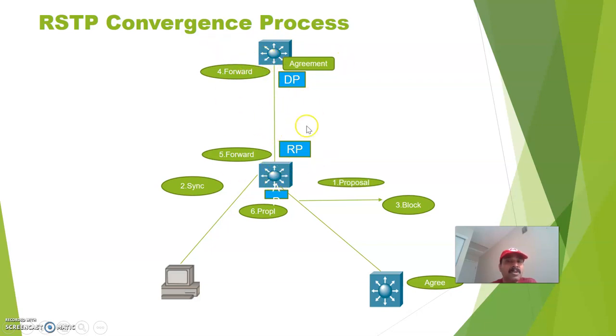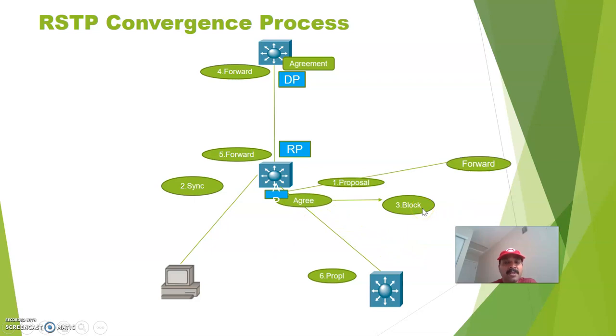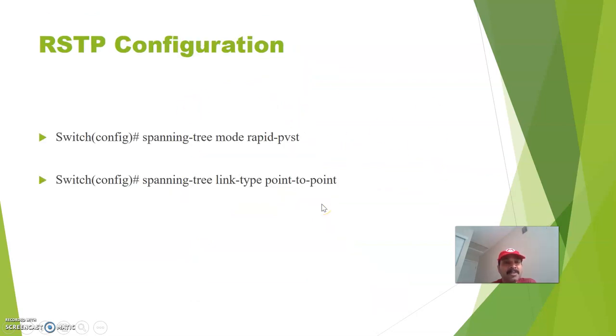Once both ports move to the forwarding mode, this sync will move through this series of switches. It will again do a handshake with the neighboring switch, and this will again send a proposal message to the neighboring switch. Once it receives the agreement message, this blocking port will again move to the forwarding state. So this is how RSTP converges. RSTP always converges by exchanging the proposal and the agreement message, and it does a quick handshake with the neighboring switch. This is the actual RSTP convergence process.